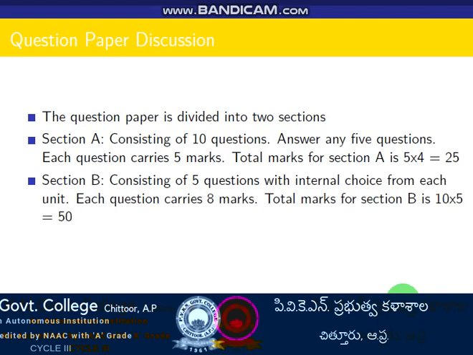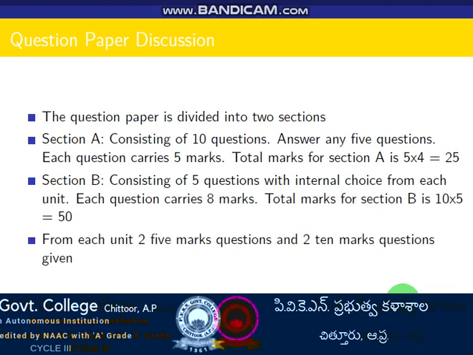Section B consists of 5 questions with internal choice from each unit. There are two questions. Each question carries 10 marks. Total marks in this section is 50. From each unit, you have to get 3 5-marks questions and 2 5-marks questions and 2 10-marks questions.